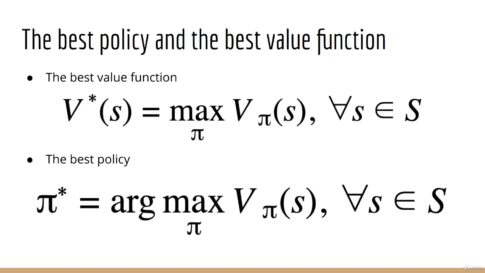From here, we can define the best policy and the best value function. The best value function is the value function for which there is no greater value function. It's the max over all possible policies of v of s given pi. So we'll denote it with the symbol v star. Similarly, the best policy will be the argmax over all policies pi. So we call that pi star.